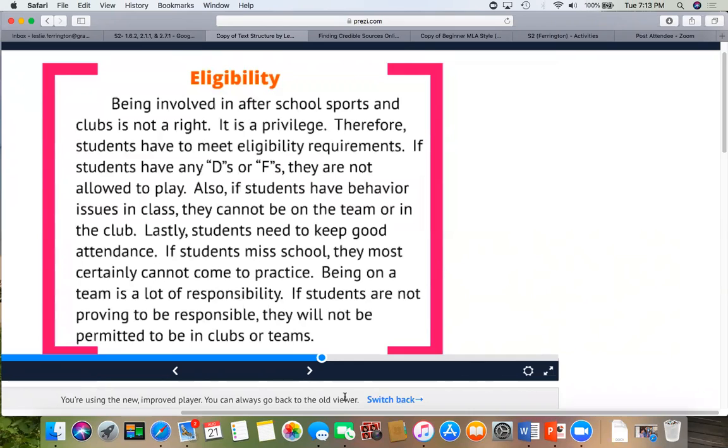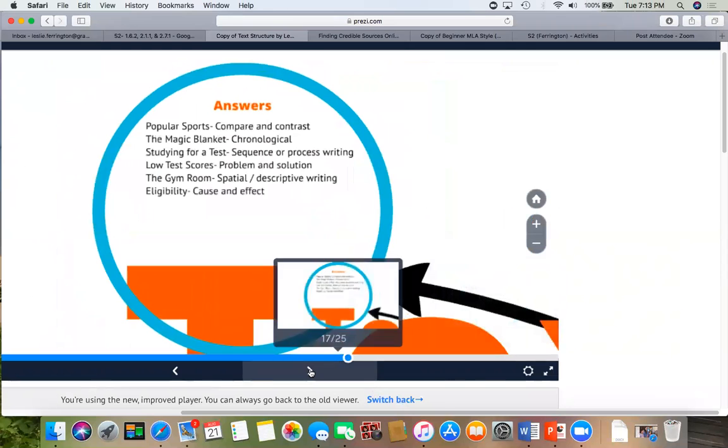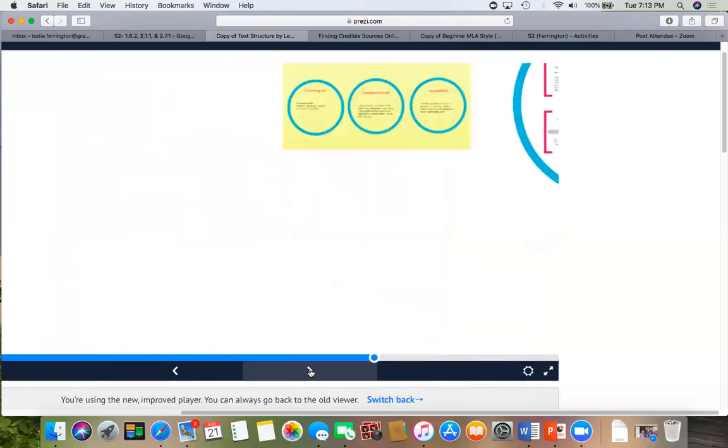And I see cause and effect with a question mark, but you're right, it is cause and effect. It's trying to give you, this is the thing that is causing this other thing, which is that, if students are not doing well, then they cannot participate in sports. So good job. Okay, so the answers are right there, but we've already talked about them.